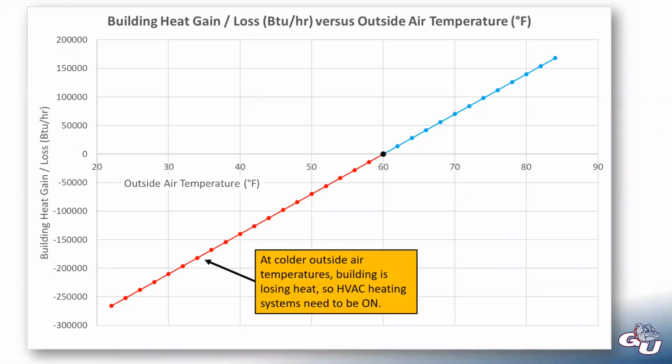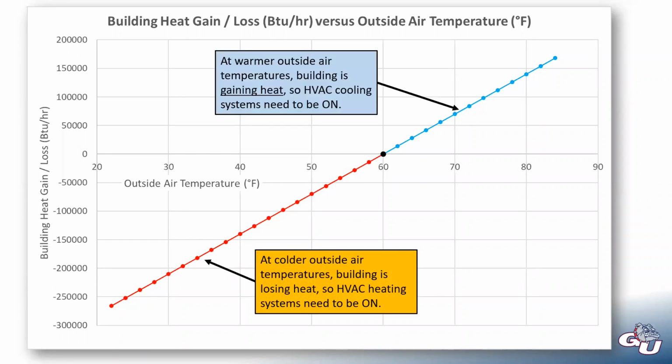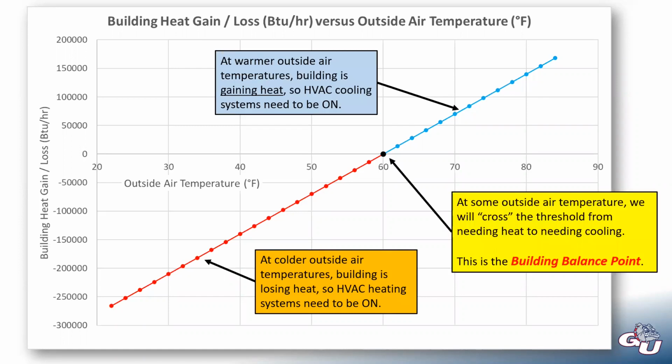So yeah, I just explained all this. Colder temperatures, buildings losing heat, HVAC heating is on. And then on the opposite end, we're gaining heat, so the cooling systems need to be on. And then we cross, and that's our building balance point.